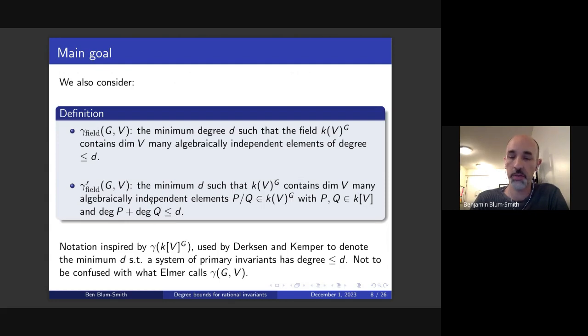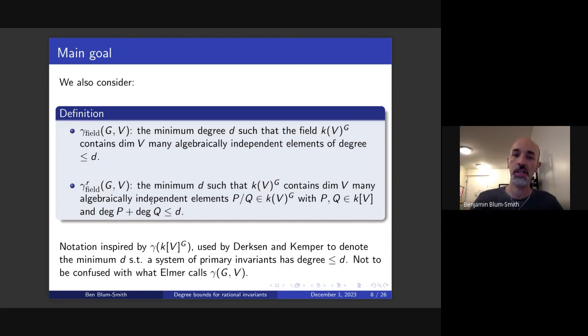And rational gamma field is the same thing, only rational functions of less than or equal to that degree, where, again, I'm defining the degree of a rational function as the sum of the degrees of the numerator and denominator. You might wonder why I chose that definition. I'll say something about it later.